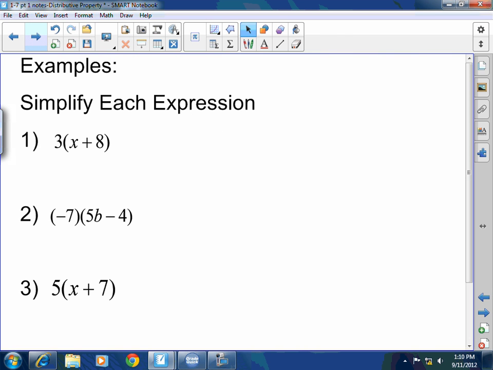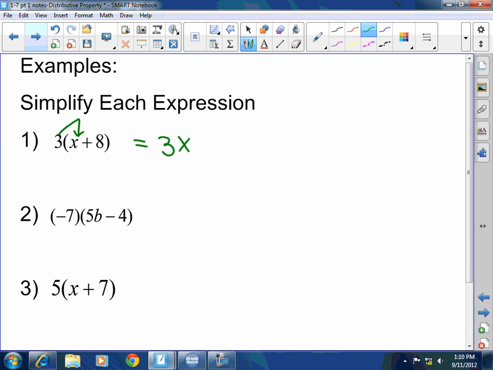Okay, simplify each expression. How would I do this first one? Yes, sir. 3 times x equals, and then 3 times 8 is positive 24. You've got to put the sign. If you guys just go 3x 24, I'm sorry guys, unfortunately, that will be wrong every time, okay? Yes, sir. Okay, talk to me. What do you got?